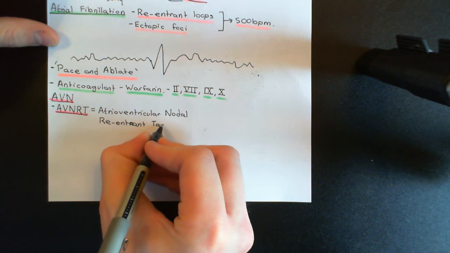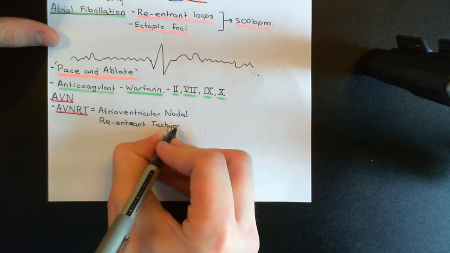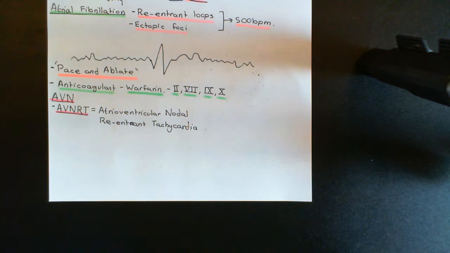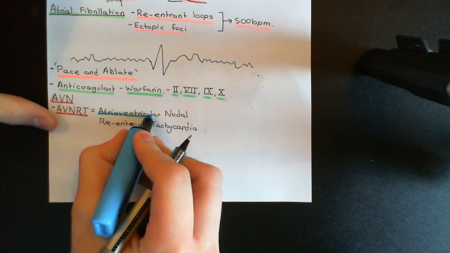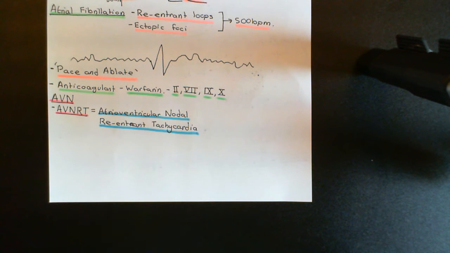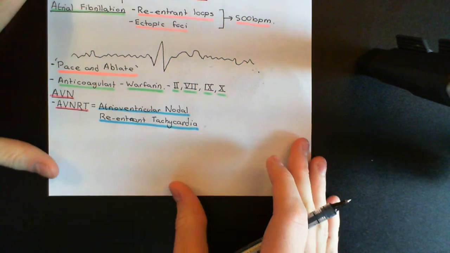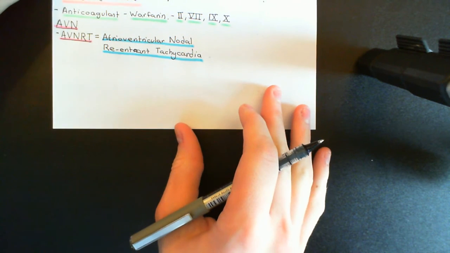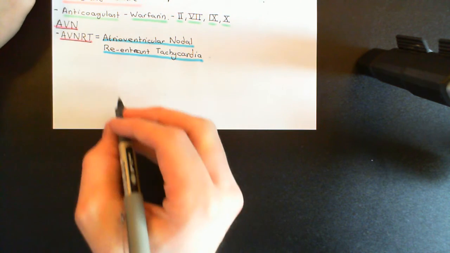So this is atrioventricular nodal reentrant tachycardia, and it's going to result in far too high a heart rate, i.e. tachycardia. Okay, so what we're going to get then is a reentrant loop occurring in the actual tissue of the atrioventricular node itself. Okay, so I'm going to draw a picture for this because really to explain what's actually going to happen here we do need a picture.